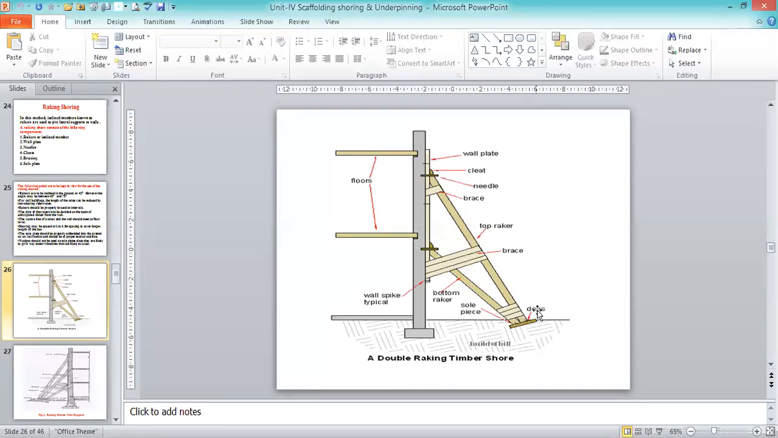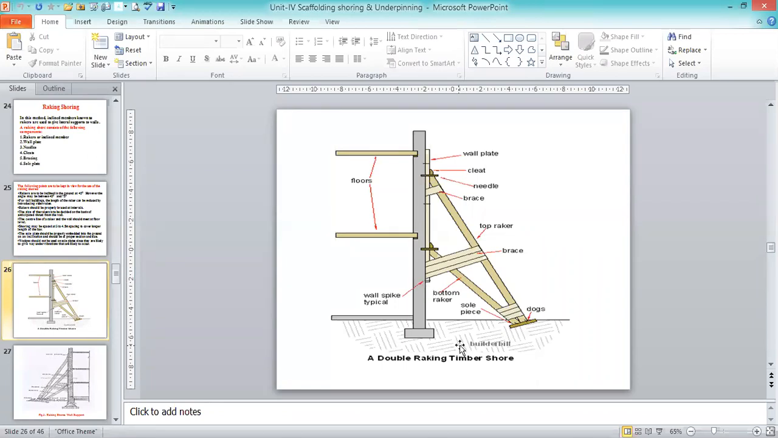Dog spike means the nails are inserted such that they are not going to come out. The rigidity we are going to provide at the ground level itself. Then the wall spike is typical, because we provide the wall plate so that it does not come down; we fix it, and the wall spike is also provided. So this is the entire arrangement for the racking shore.